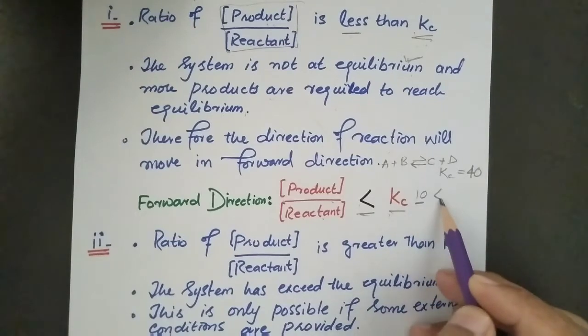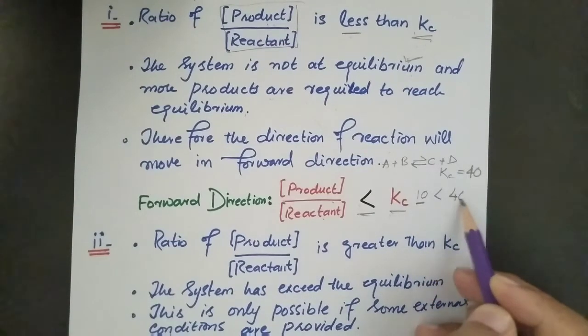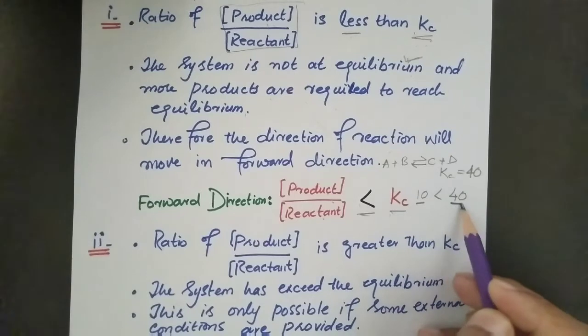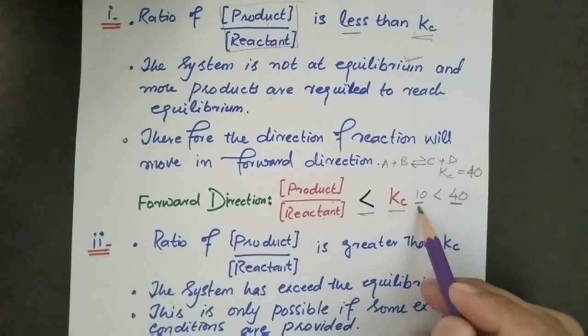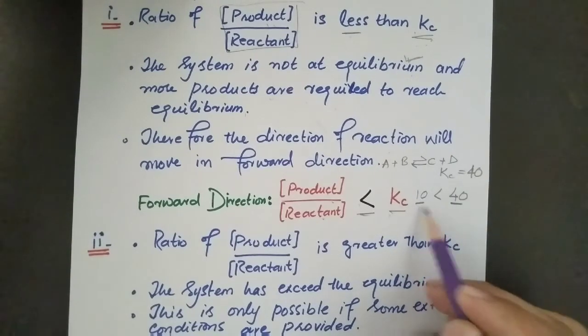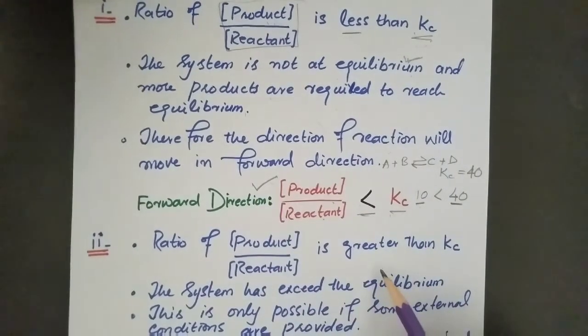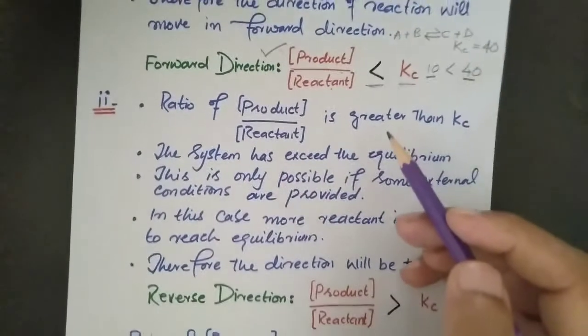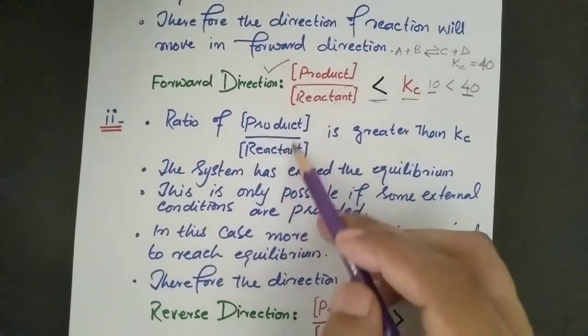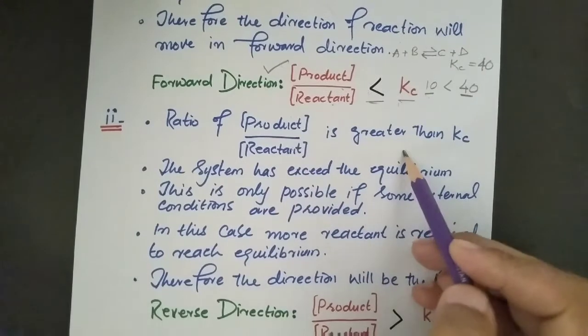Now we know that 10 is smaller than 40. So in that particular case, the direction of the reaction will be the forward direction. Okay, let's move to the second possibility: the ratio of product over reactant is greater than the Kc.